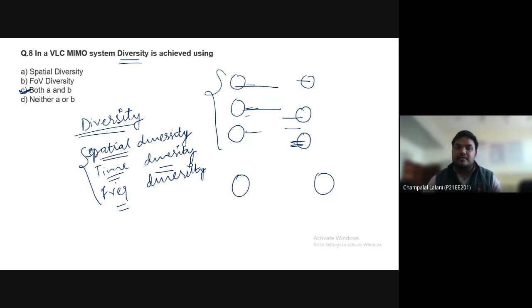Here it is time diversity: at different times you send different signals. In frequency diversity, at different frequencies you send different signals. So these are the three types of diversity. Other than this, there may be field of view diversity, where you have different fields of view for the receivers. So there may be many kinds of diversity, but in general, we talk about three: spatial, time, and frequency diversity.